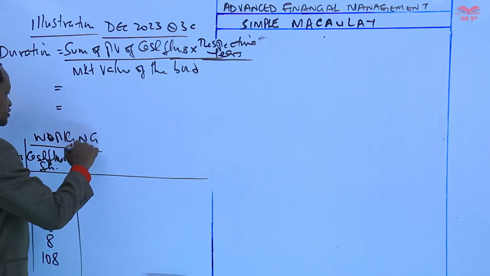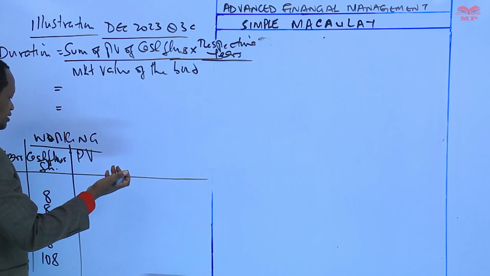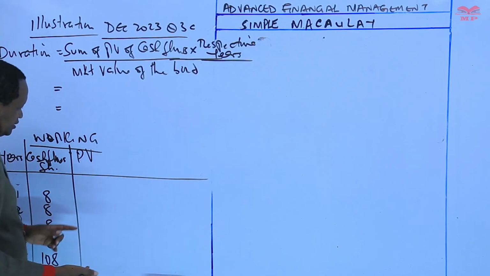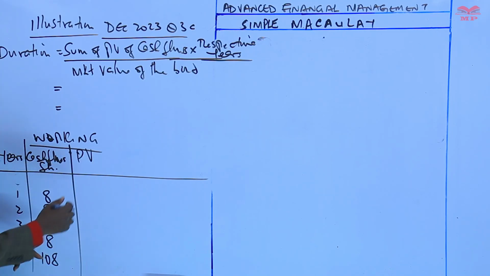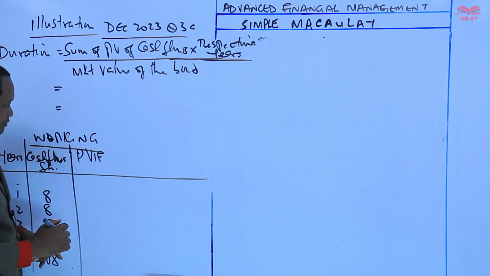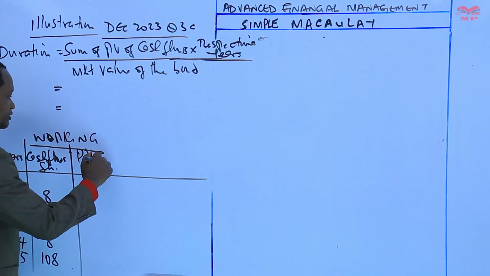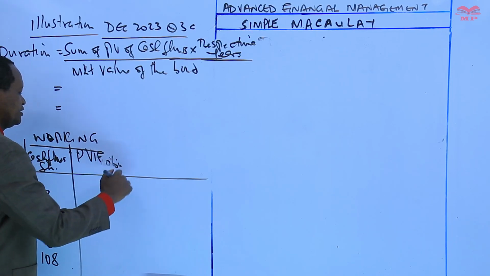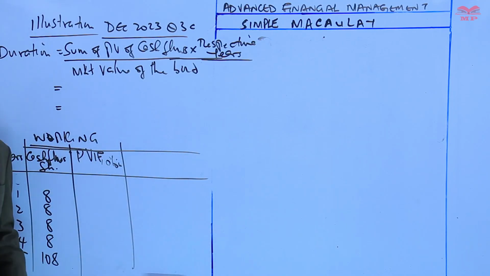Then we get the present values. We discount these values. To discount the present values, we need the present value interest factor. What is the present value interest factor? The present value interest factor we read now from the tables. We get to the tables. The interest is 10%, and the number of years is N. This one is easy to read from the tables.